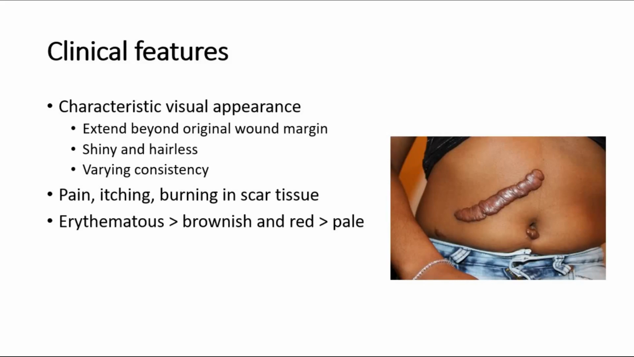For clinical features, aside from their characteristic visual appearance, keloids fortunately do not normally cause many other symptoms. The keloids extend beyond the original wound margin. They are often shiny and hairless, with varying consistency. A small proportion of patients may experience pain, itching, or burning in the scar tissue. Early lesions are often erythematous, before becoming brownish and red, eventually turning pale as they age.